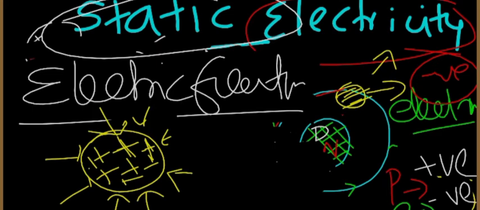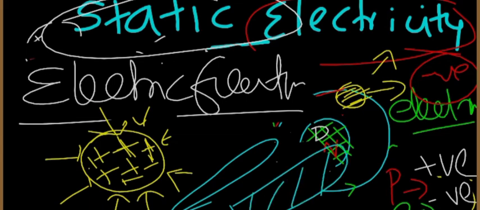I will give you another example. Take a glass rod and a silk. This one is a glass rod and there is a material which is called silk. And this is our silk sari. So what you do is you have to rub this glass rod on the silk. So what happens? Charges will transfer from the glass rod.